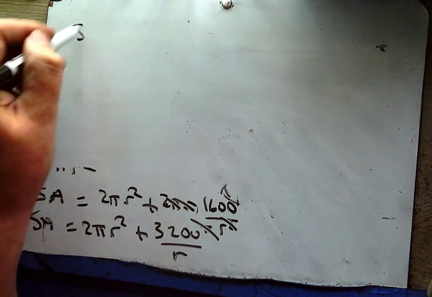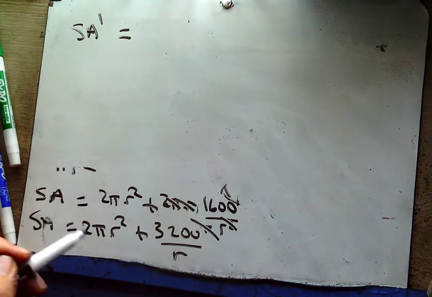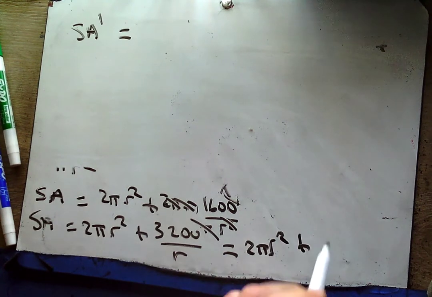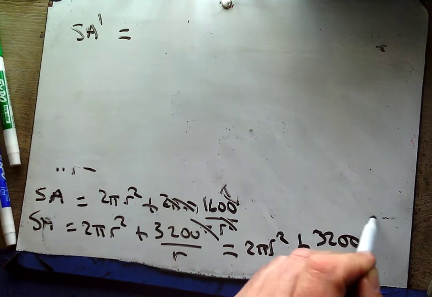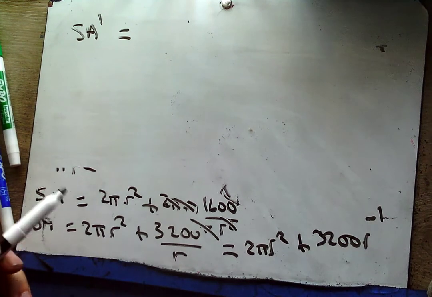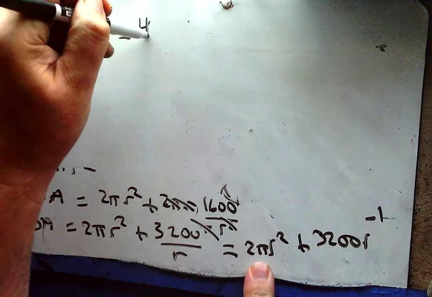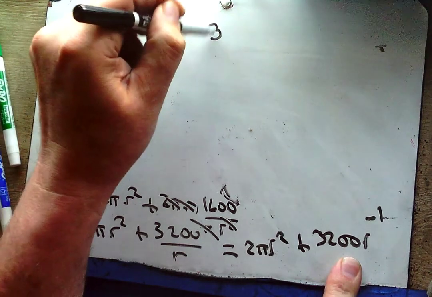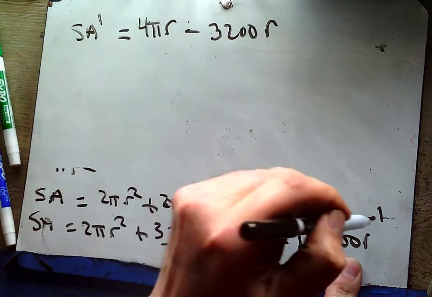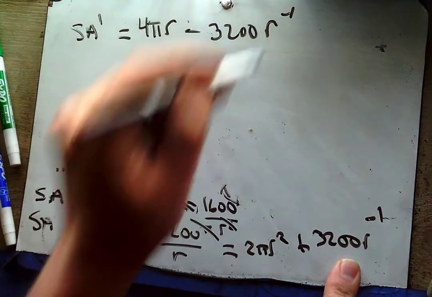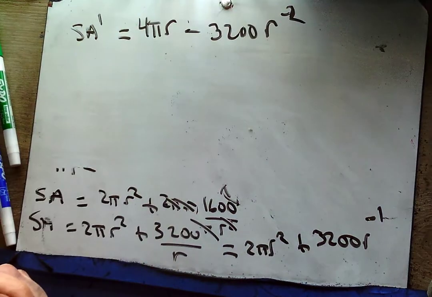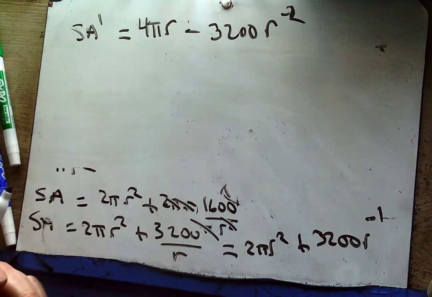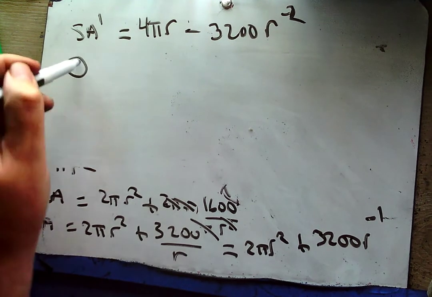Now I want SA prime. The calculus should be pretty easy. Remember, this is 2 pi r squared plus 3200 r to the minus 1. So my derivative here, 4 pi r. And my derivative here, minus 3200 r to the minus 2. Don't forget to subtract 1. So that's my SA prime. Nice. Okay. I want to know when SA prime equals 0.